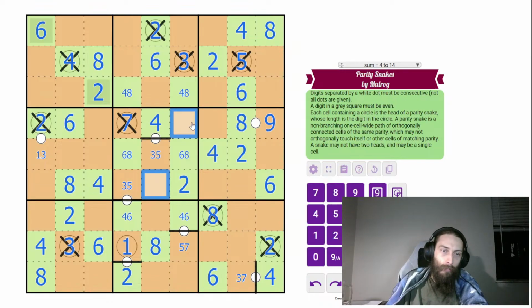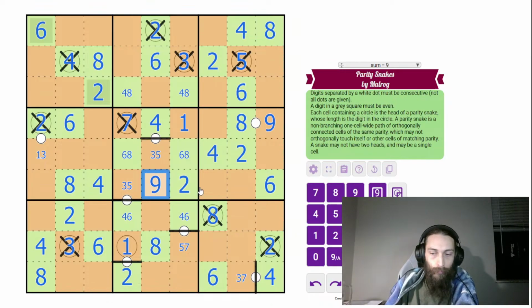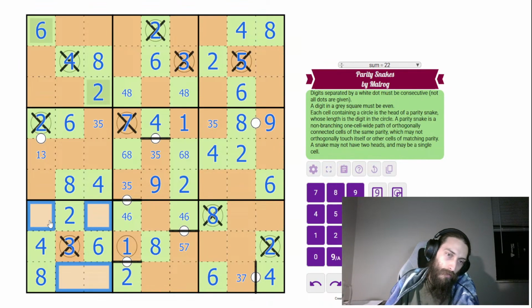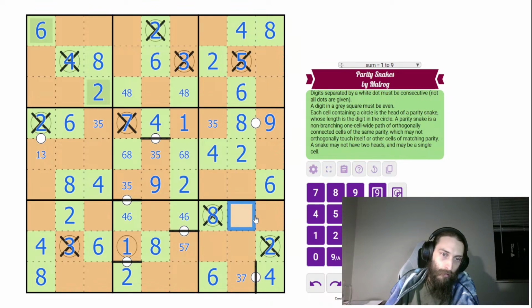3, 5 pair. 5 is 1 and 9. Yeah. So 3, 5 going across. I'm going to put all the digits there.